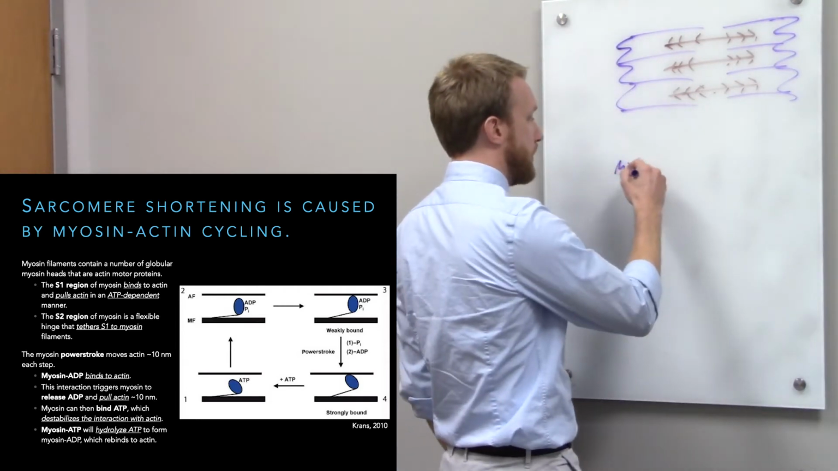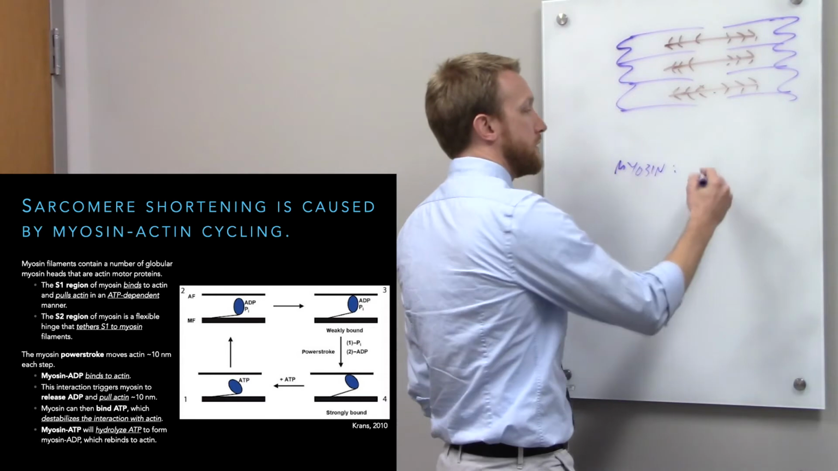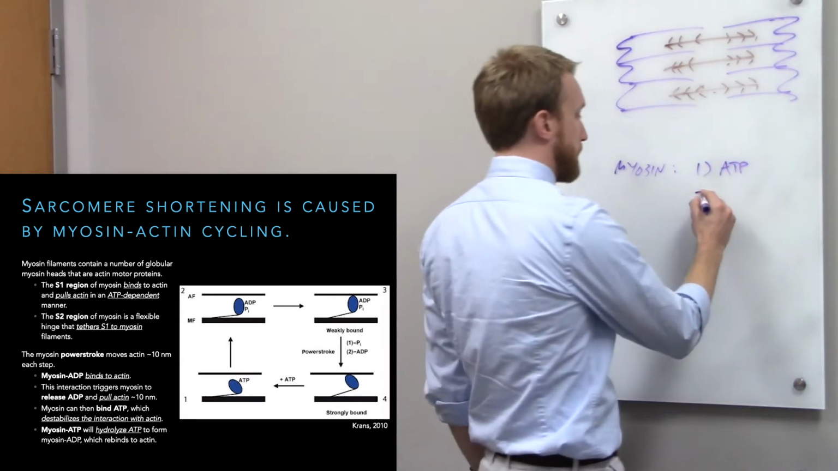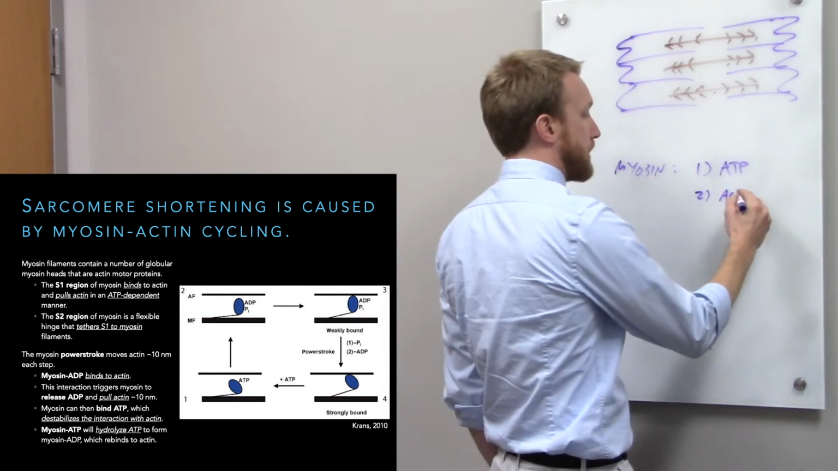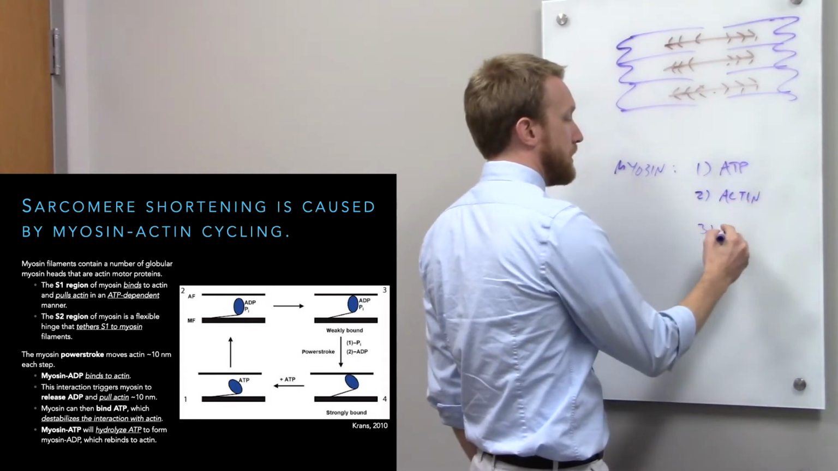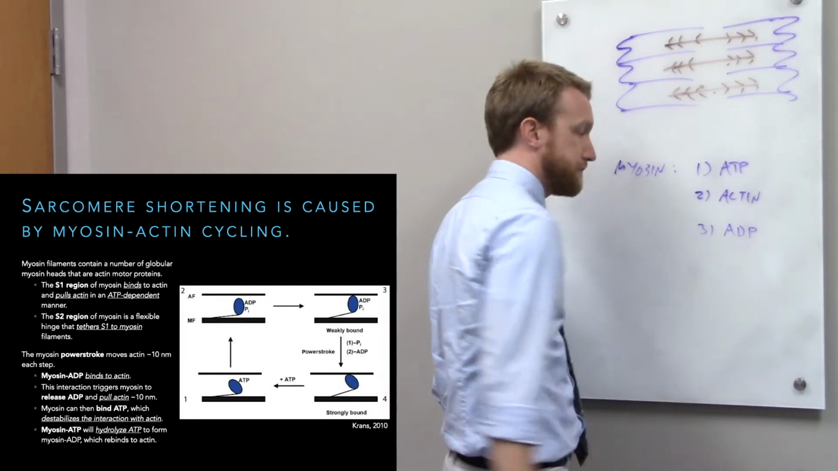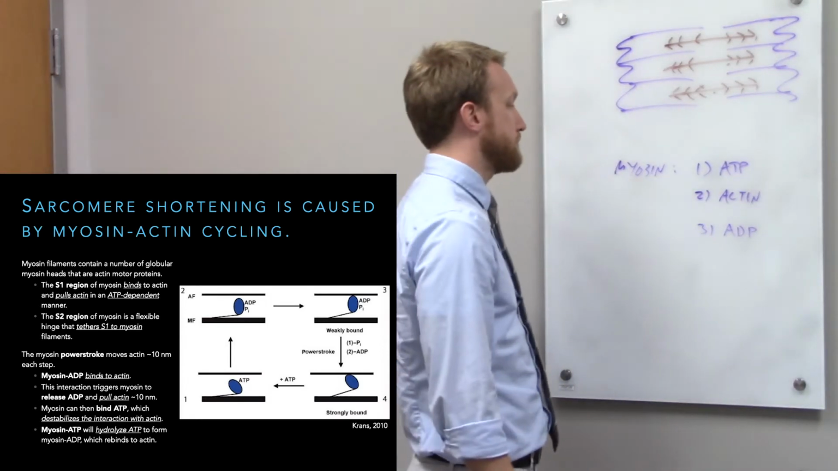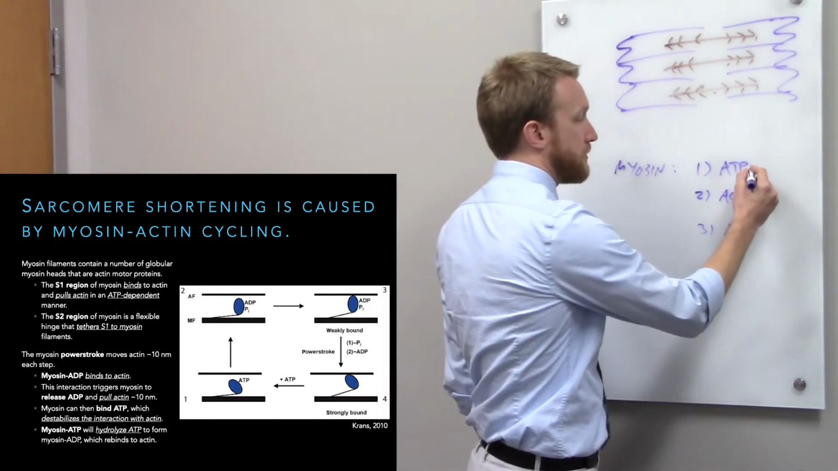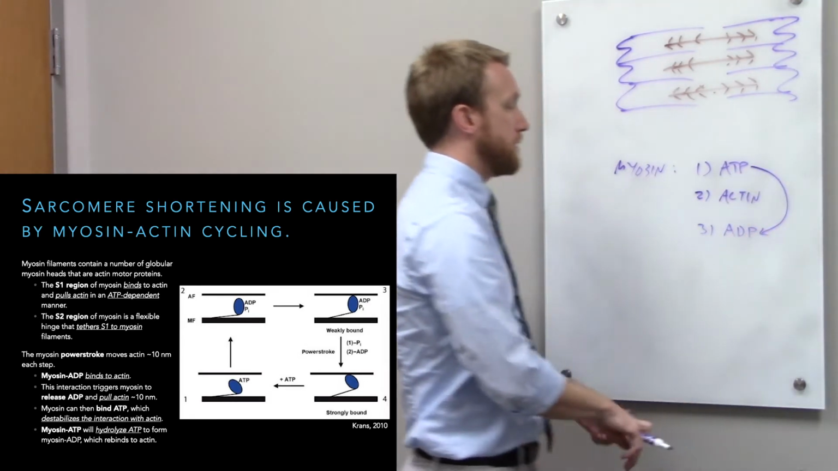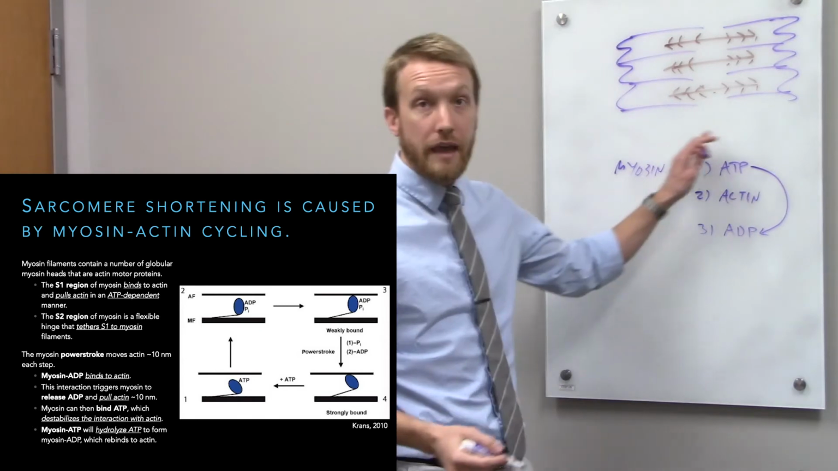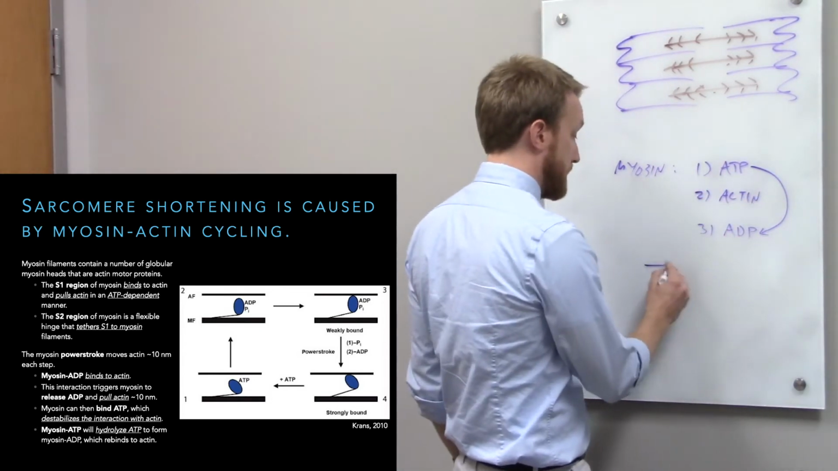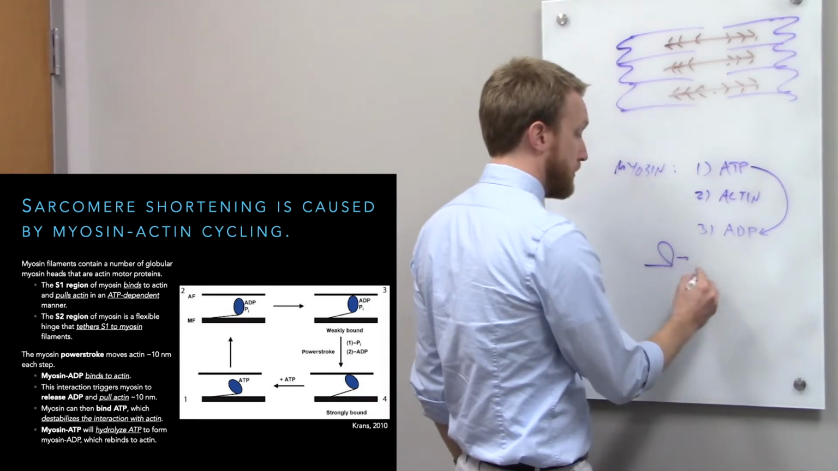So myosin's preference here, first, it wants to bind ATP. After that, it's okay with actin. And the last thing that it wants to bind is ADP. So it's always going to be hydrolyzing ATP to form ADP. That hydrolysis there is going to move the myosin head forward.